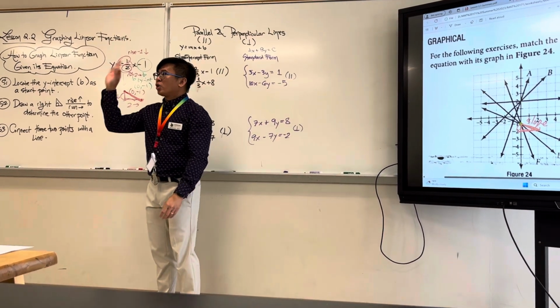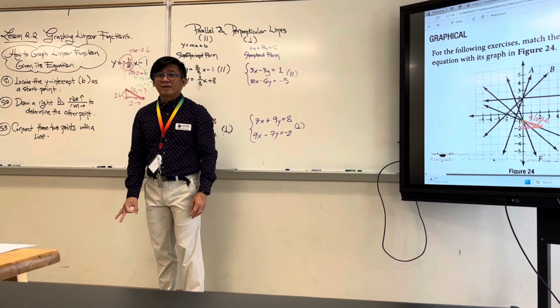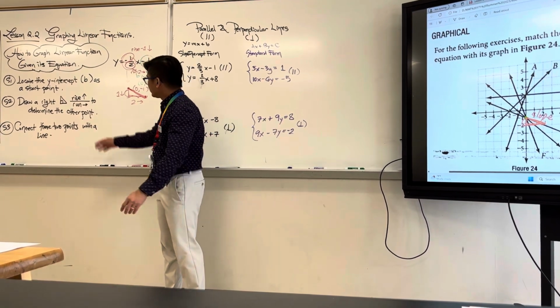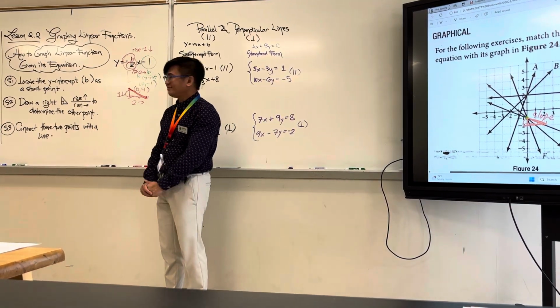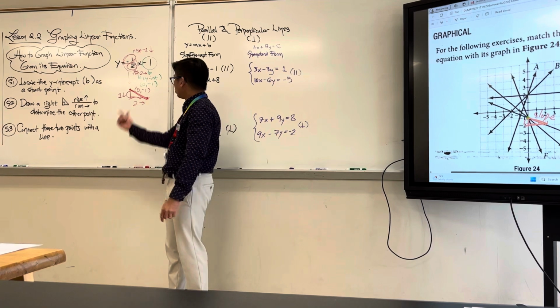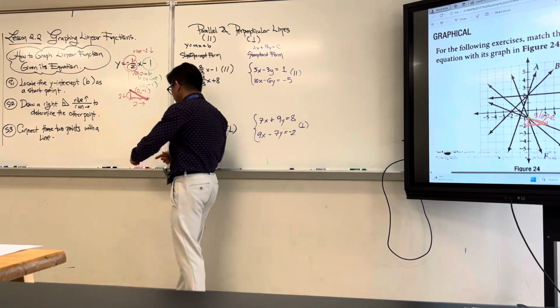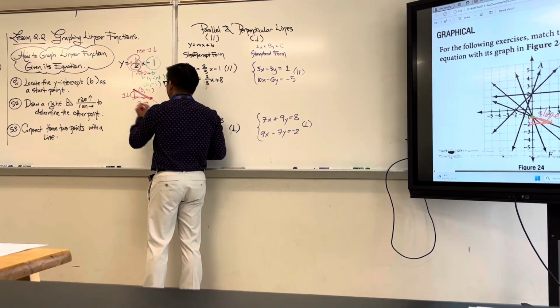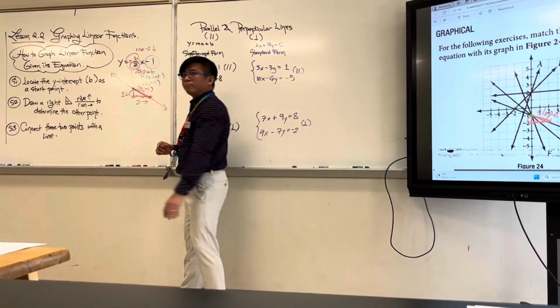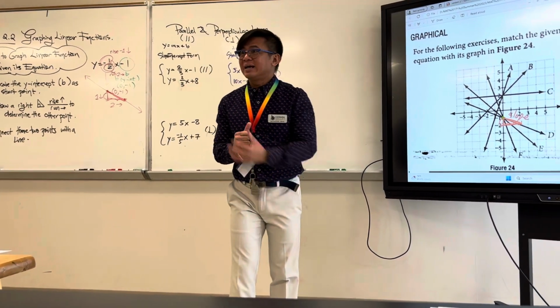Step number 3. Let's read step number 3. All right. Edward, go ahead. Connect these 2 points with a line. Yeah. Well, we just connected those 2 points already. So basically, what we just need to do is what? Extend it infinitely on both or opposite ends. Are we good? All right.